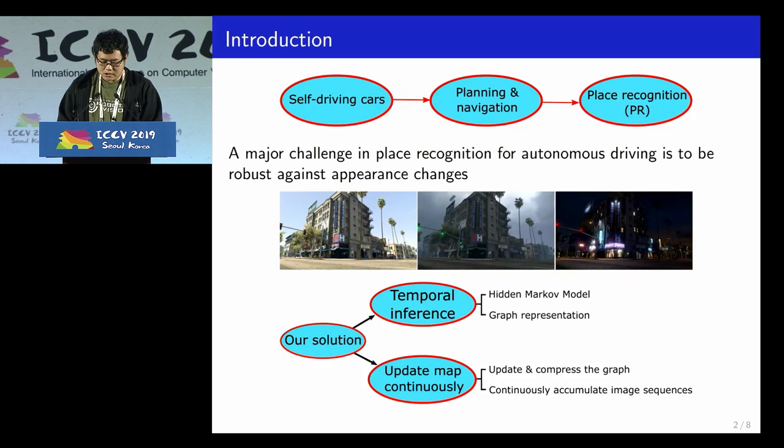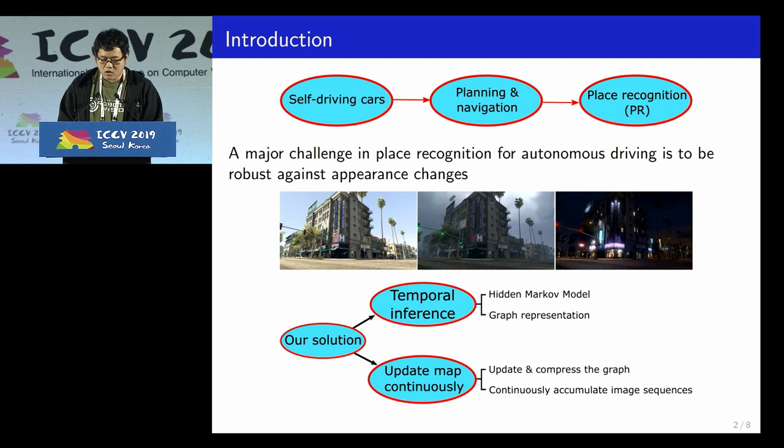One of the most important components in self-driving cars is planning and navigation. In order to perform planning and navigation, the cars must know where they are, which is called place recognition. However, one of the most challenging problems for place recognition is to be robust against appearance change. As you can see in our example, three images captured from the same place, but in different weathers and times of day, look very different.